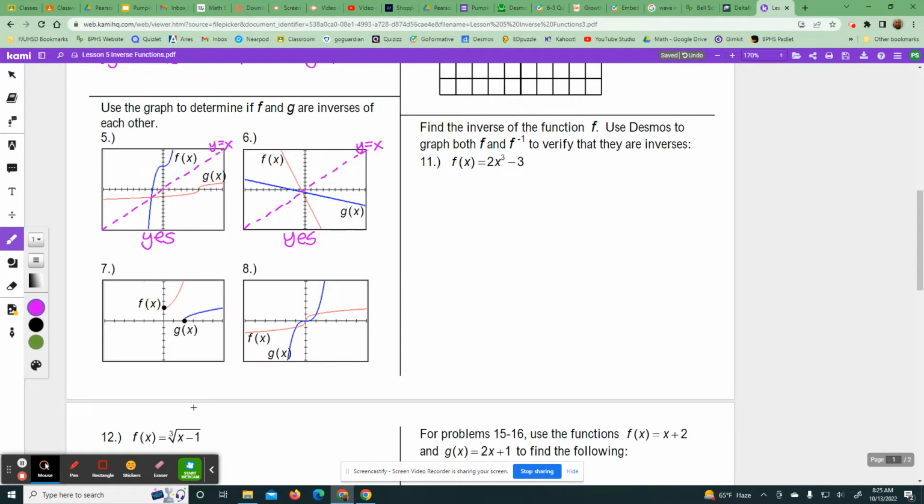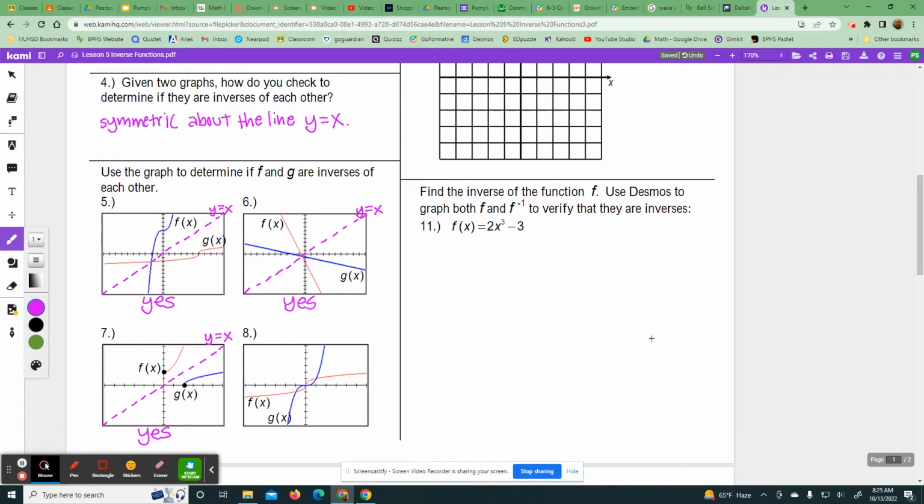Okay, number 7. Okay, that's the line y equals x. If I was to fold it, look what's going to happen. It's going to match up. Okay, and then you guys can do number 8. It should be obvious just by looking at it what the answer is.